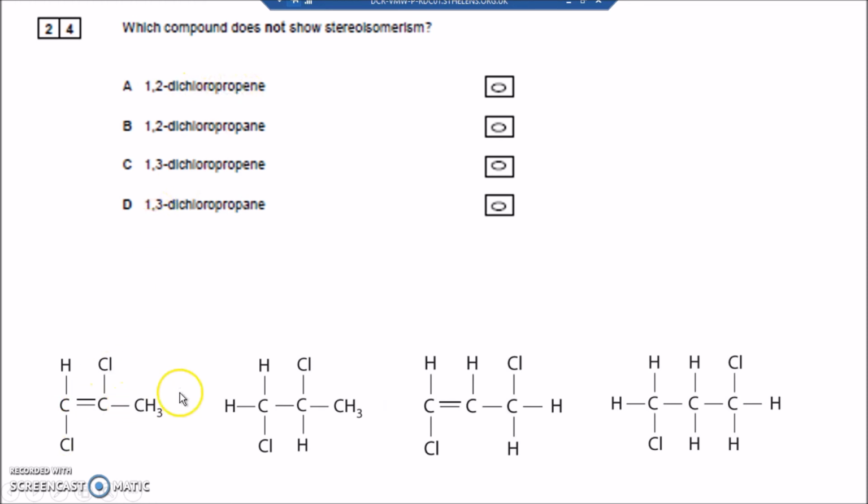E-1,2-dichloropropene. This one's got a chiral carbon here. So this can have optical isomerism, a form of stereoisomerism, because this one's a chiral carbon with a Cl, an H, a CH3 and a CH2Cl. So that will have enantiomers. This one, to the left of the double bond I've got a Cl and an H, two different groups, and to the right of the double bond I've got an H and a CH2Cl. This one is going to form geometrical isomerism.